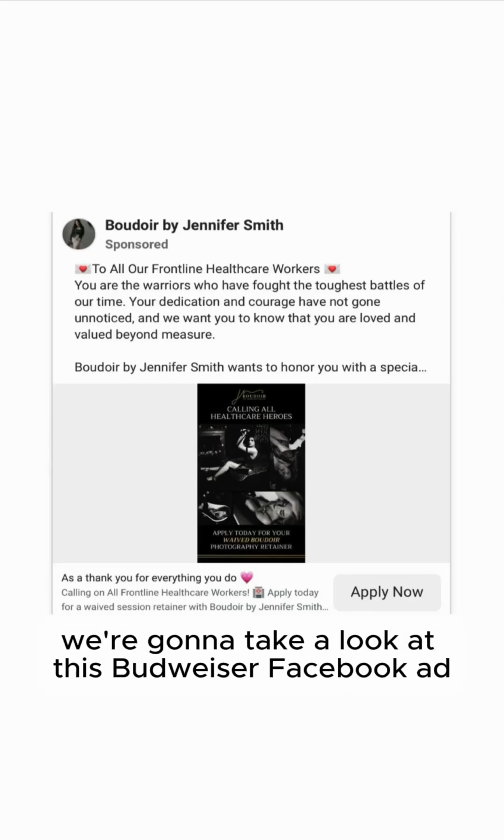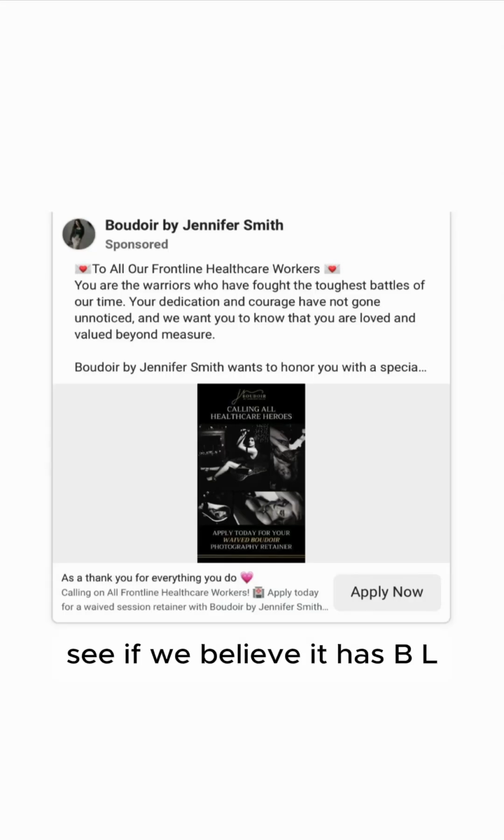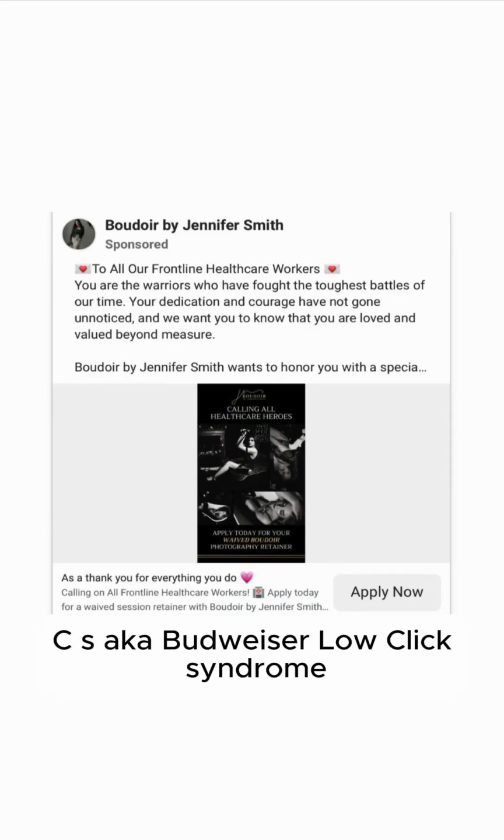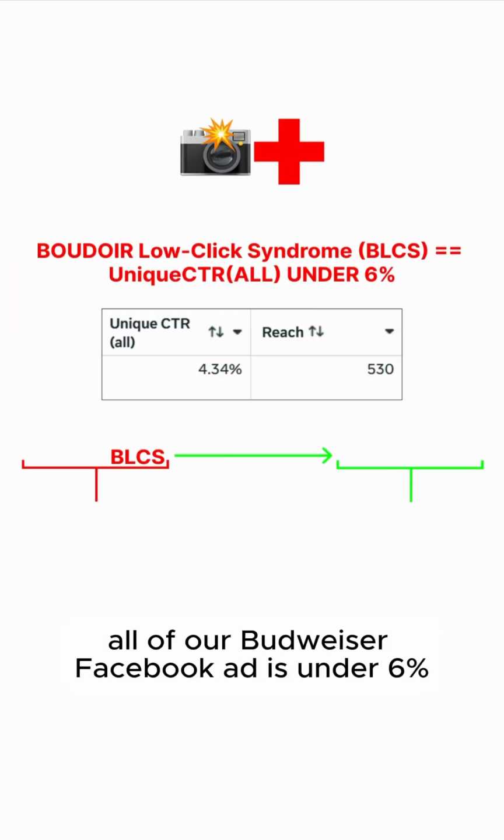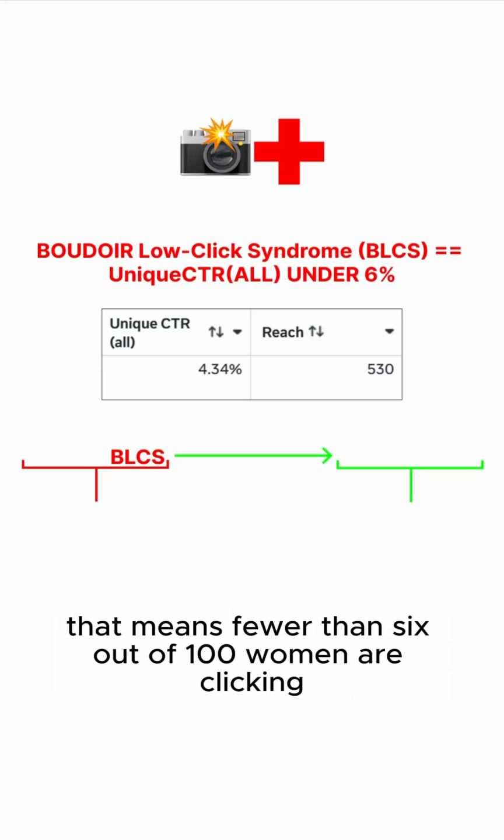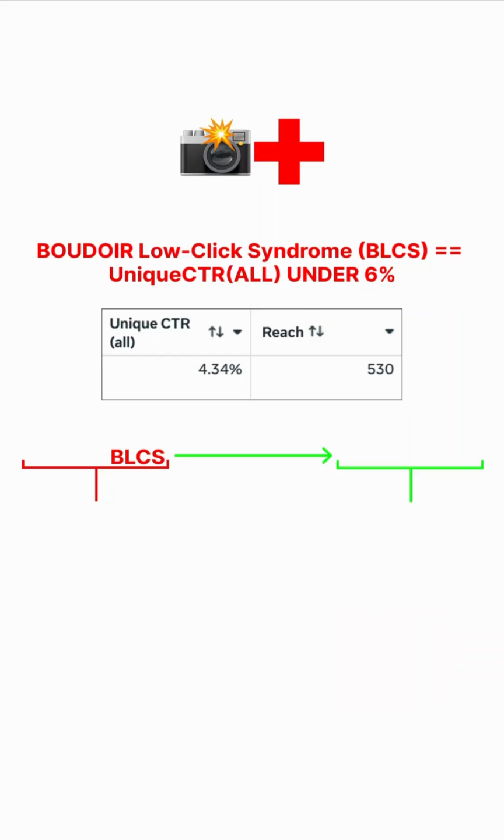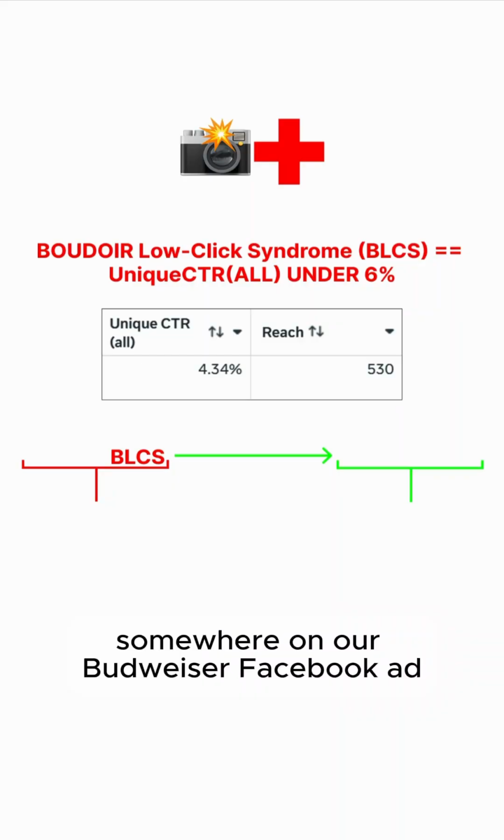All right, y'all, we're going to take a look at this Boudoir Facebook ad, see if we believe it has BLCS, aka Boudoir low click syndrome. So, Boudoir low click syndrome, aka BLCS, is when the unique CTR on our Boudoir Facebook ad is under 6%. That means fewer than 6 out of 100 women are clicking somewhere on our Boudoir Facebook ad.